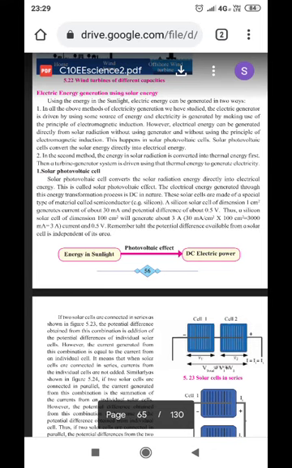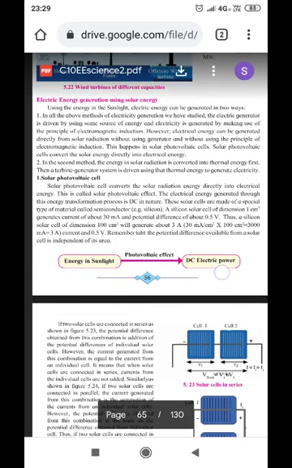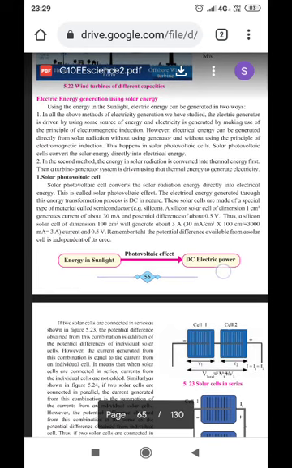Today we are going to discuss electric energy generation using solar energy. Last time we had discussed wind energy. Using the energy in the sunlight, electric energy can be generated in two ways.